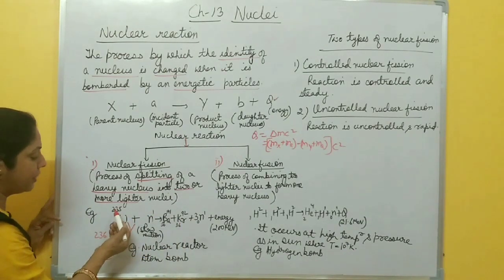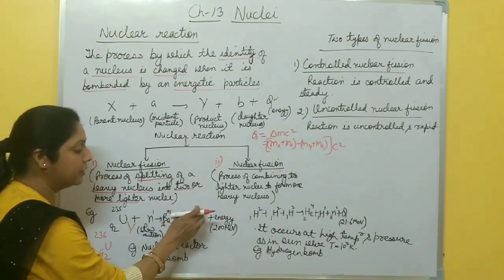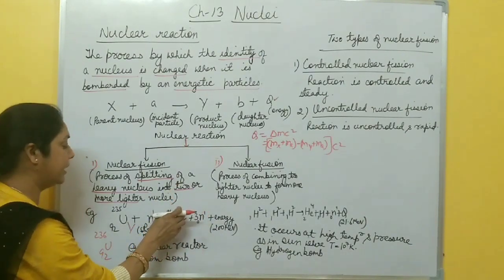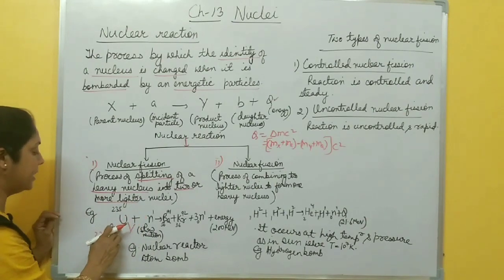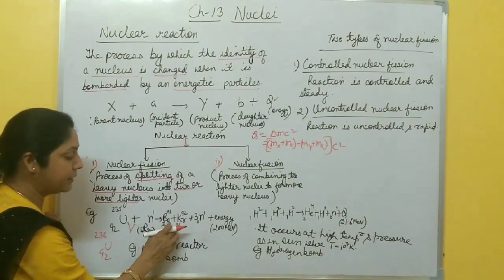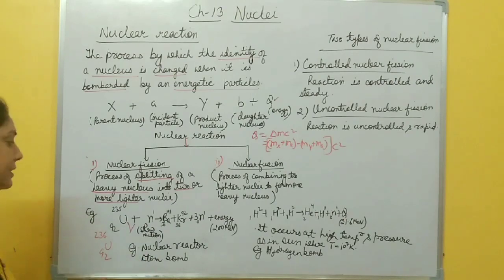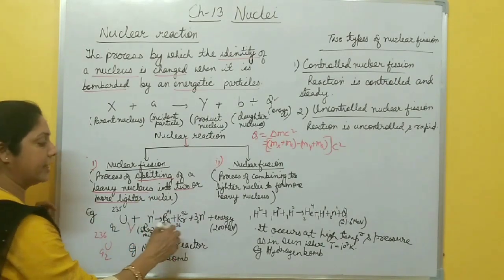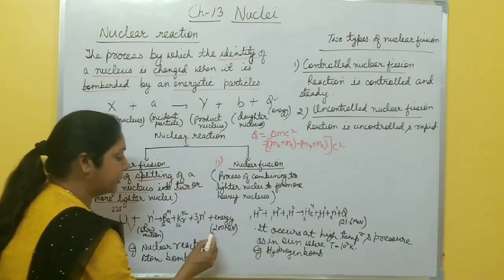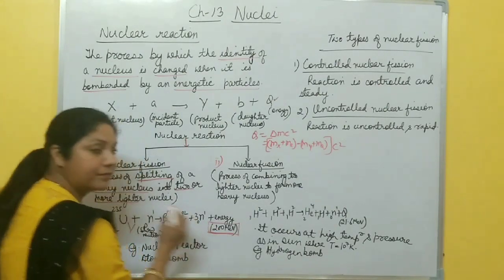Here the mass number is what? 235 plus 1, 236. Here again 141 plus 92 plus 3 neutrons, it means 3. It again becomes 236. Here the atomic number is 92, and here also 56 plus 36 becomes 92. In this way this reaction is balanced, and during this nuclear fission reaction a large amount of energy is released. In this process 200 mega electron volt energy is released.